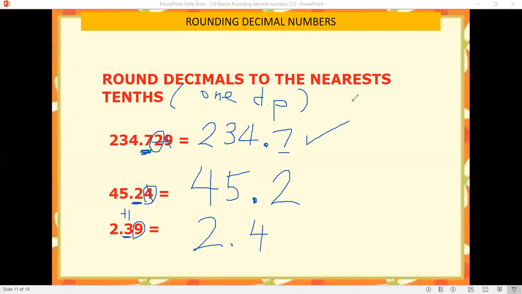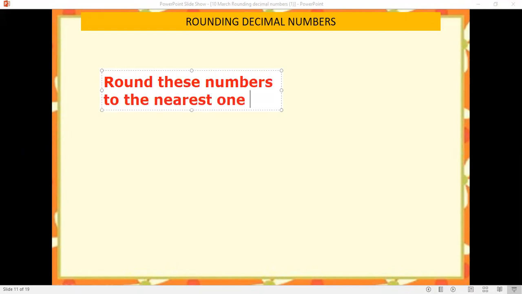Okay? I'll give another example. I will erase this one. I erase everything. It's okay. Okay, I will give another example. So you will see now. Round these numbers to the nearest 1 decimal place, okay, so that you will understand what I'm talking about, 1 decimal place.